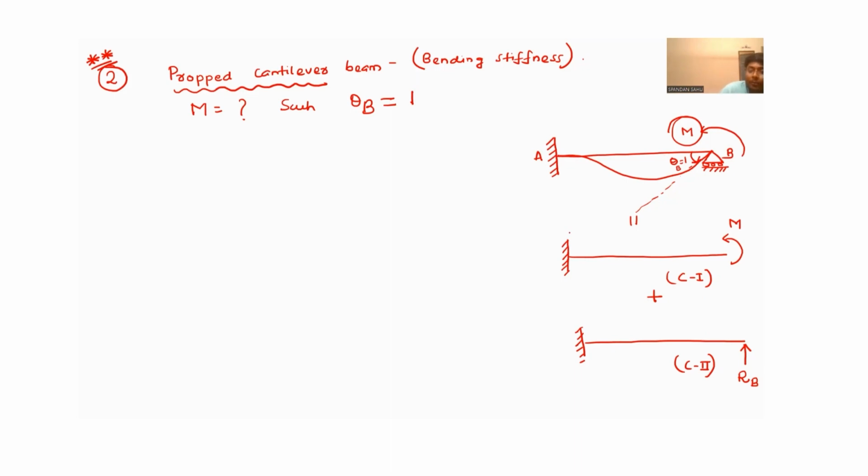Now, due to this M, what is your deflection profile? Downward. It will be like this. Due to this RB, your deflection profile will be upward, like this. Let this be delta 1 and let this be delta 2.